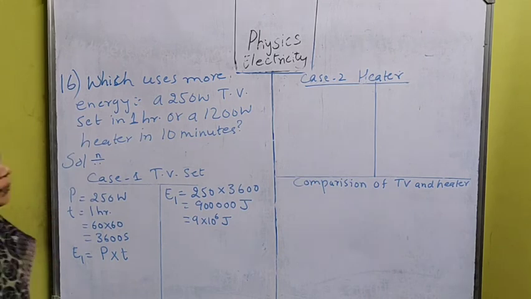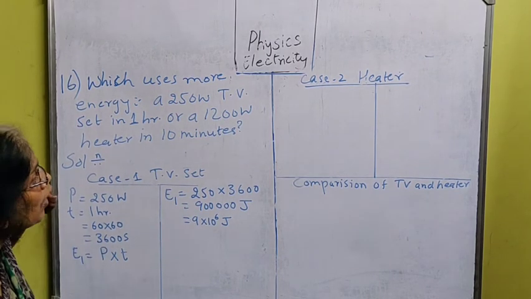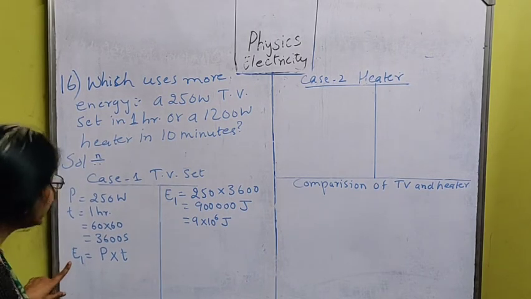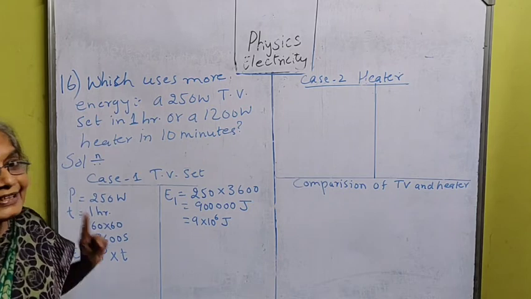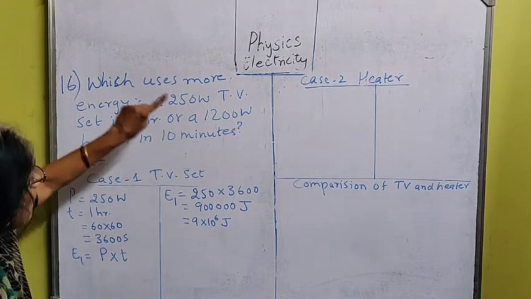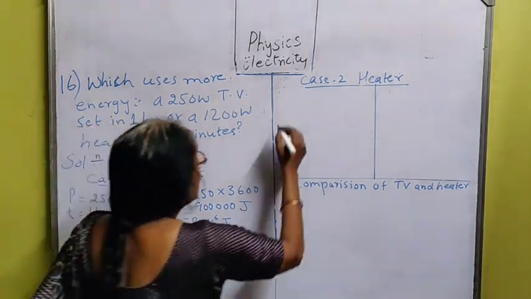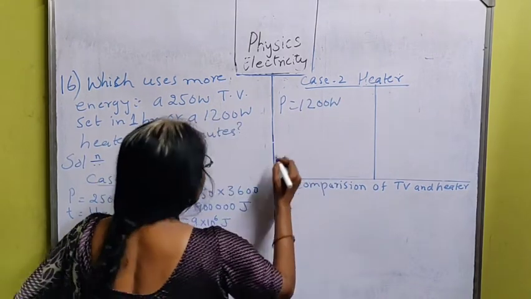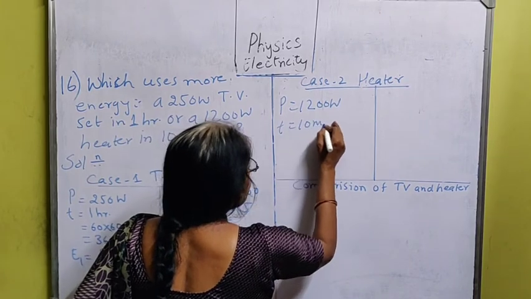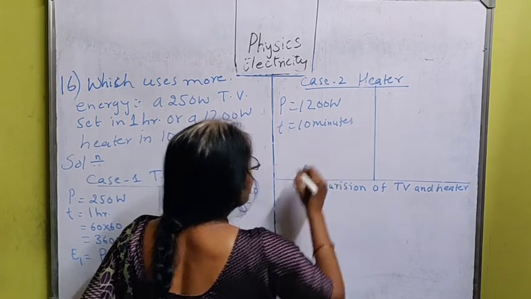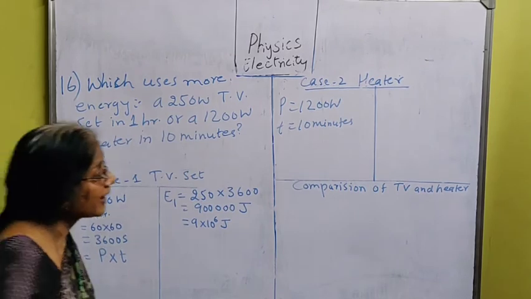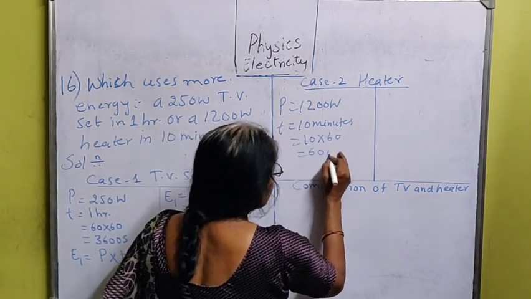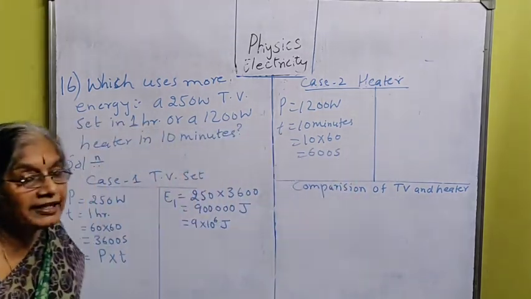Next, now we will go to the case 2. In case 2, what is given? Heater is given. So we will find out what is the energy in the heater, which we will take as E2. So what is the power given for the heater? P is equal to 1200 watt. Time is given 10 minutes. Again I am telling you minutes is given. So we have to convert it into seconds. So multiply by 60. 10 into 60 is equal to 600 seconds. So the time given is 600 seconds.